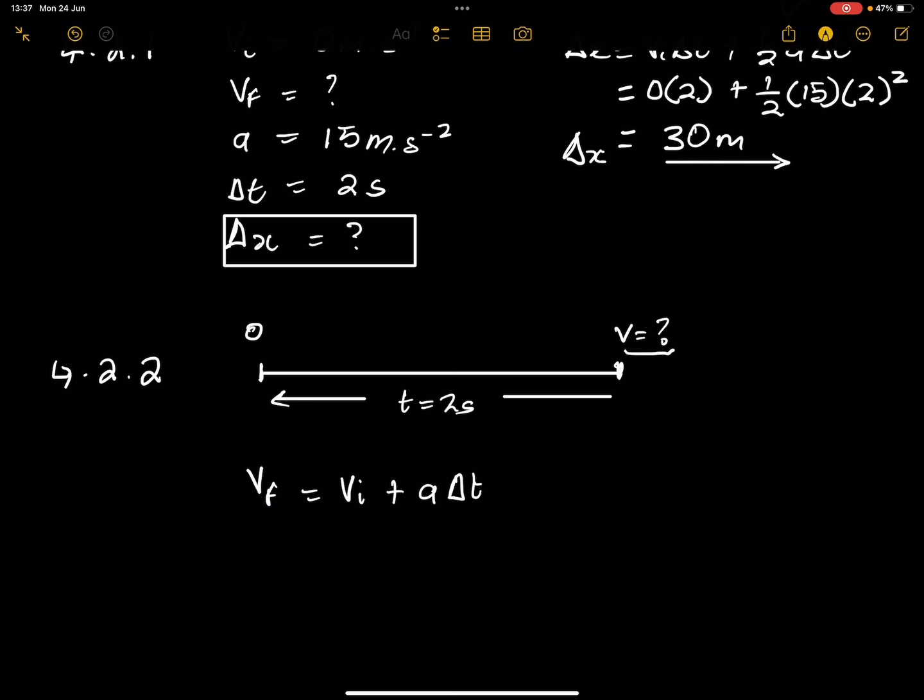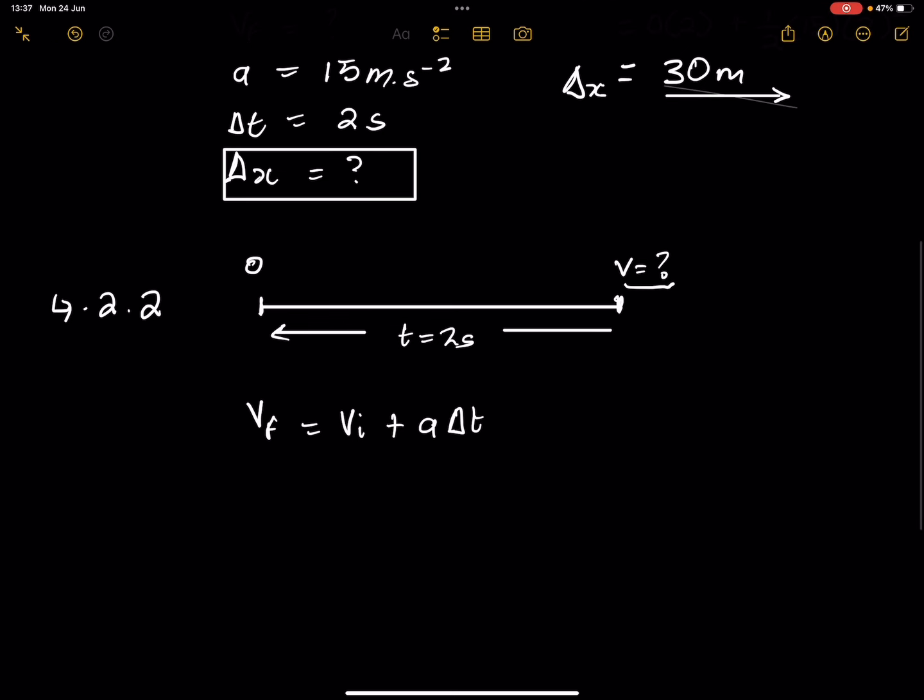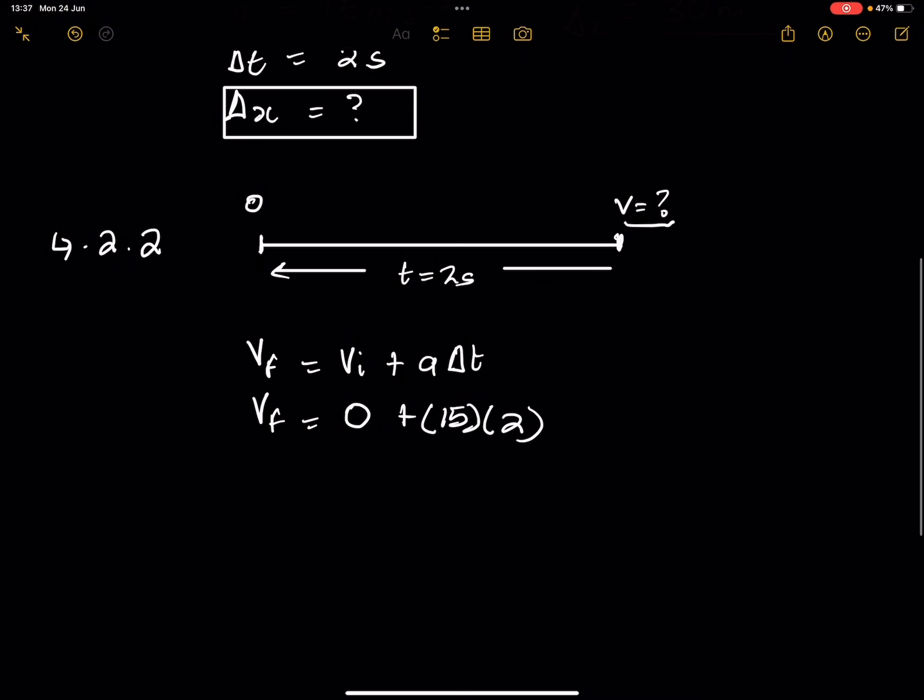Right, and again, what are we doing? We are just substituting. Initial velocity, that's 0. Our acceleration, that's 15. And our time is 2 seconds. Right, now when I look at that, my final velocity will also be 30 meters per second, right?